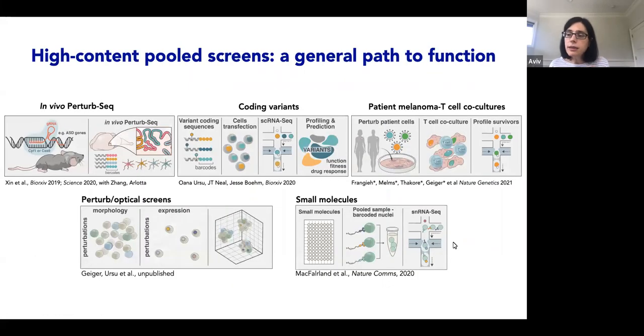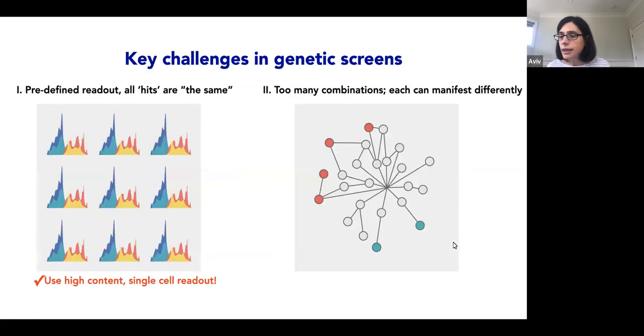And as a result, it's now used to understand all sorts of effects in vitro and in vivo, coding and non-coding variants, one cell type, multiple cell types, and so on. And so that addressed the first question of having a high content readout and not having to choose one reporter, and not all hits are the same. But does it really address the genetic interaction problem?